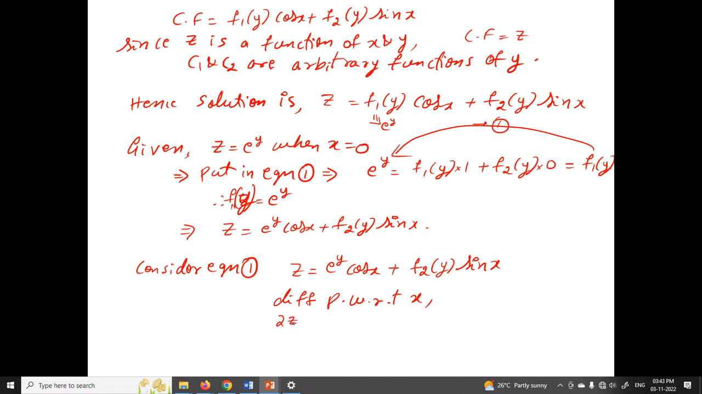Now we simplify. This is dou z upon dou x is equal to e raised to y as it is, because when we are differentiating partially with respect to x, y is constant. Please remember this, students. Therefore e raised to y is constant. I have taken it outside. Differentiate.